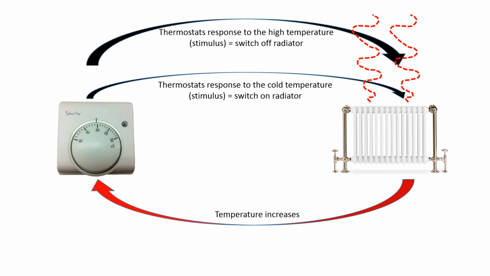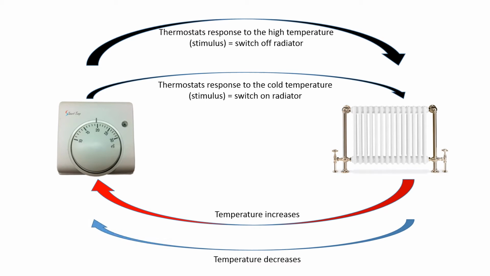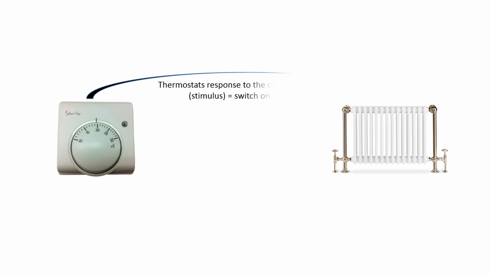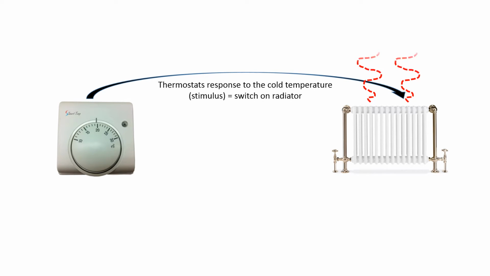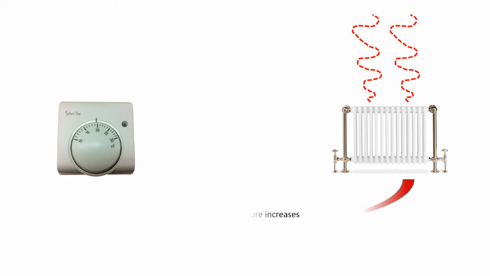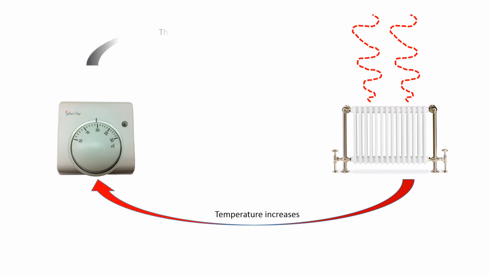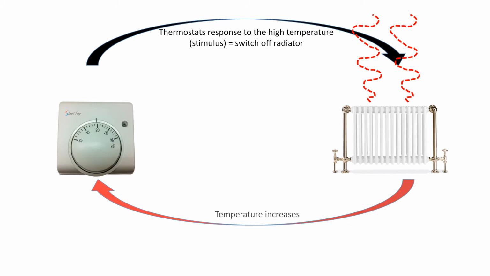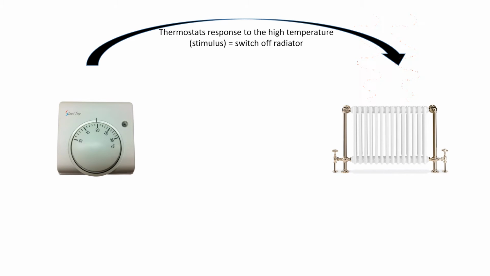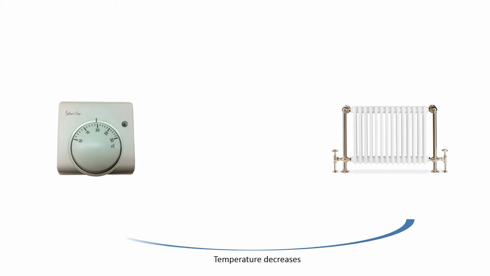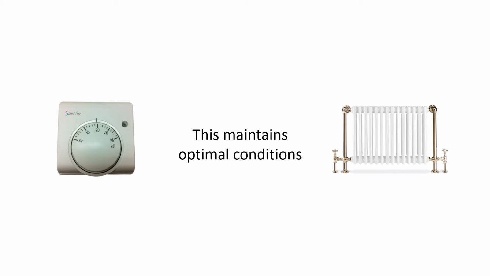Once the radiator is switched off, the temperature will drop, and once the temperature drops again, it should then switch the radiator back on to raise the temperature once again. And this continues. It's a constant cycle. So the thermostat is going to detect the cold temperature, switch on the radiator, which increases the heat, and the increase of the heat causes the thermostat to switch off the radiator, which then decreases the heat. All of this is a constant cycle which is going to maintain the optimum temperature, the optimum conditions in the building.